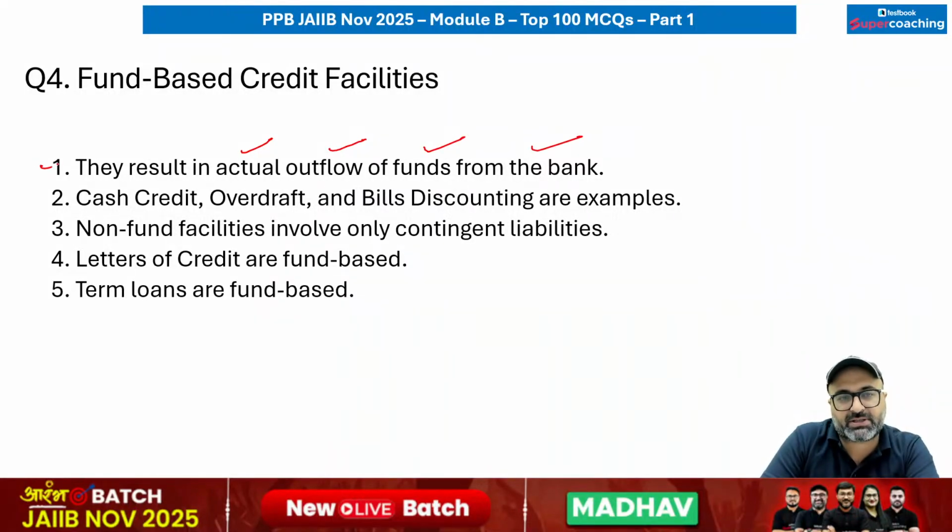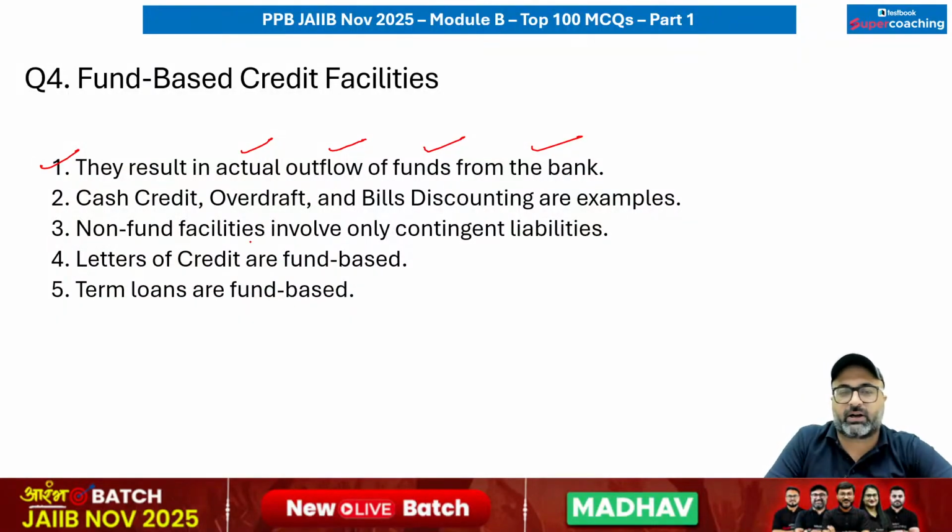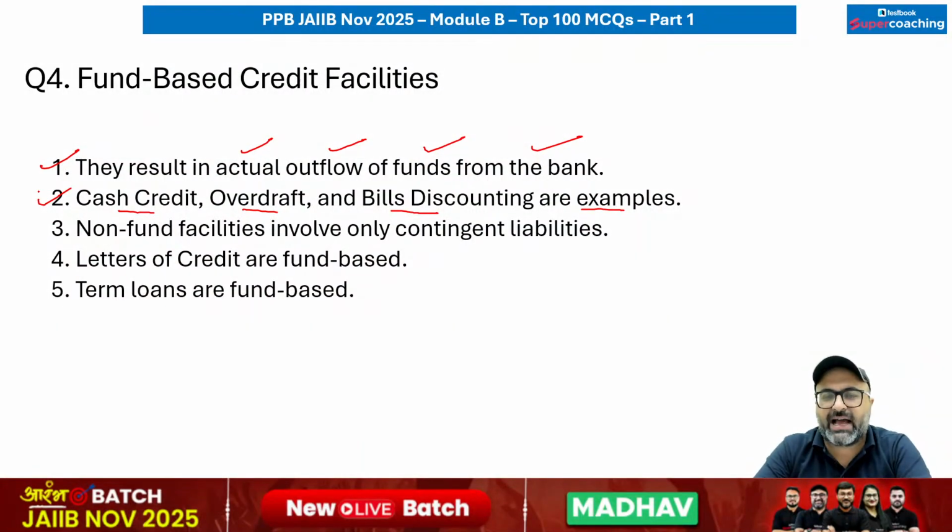Absolutely sir, fund-based means you are actually giving a loan, funds are flowing out of your bank. Cash credit, overdraft, bills discounting are examples of fund-based credit. Yes sir, cash credit, overdraft, bill discounting, in these we are actually outflowing funds, that is true. Non-fund facilities involve only contingent liability.